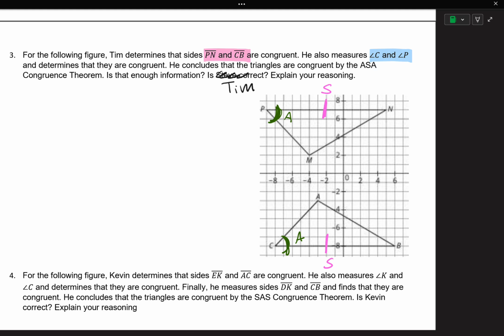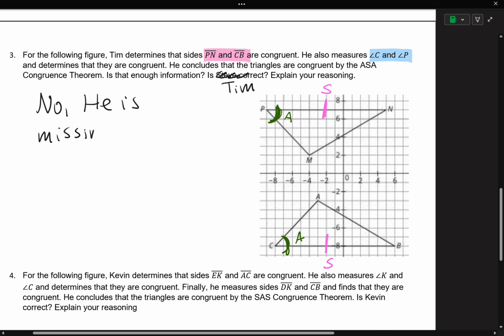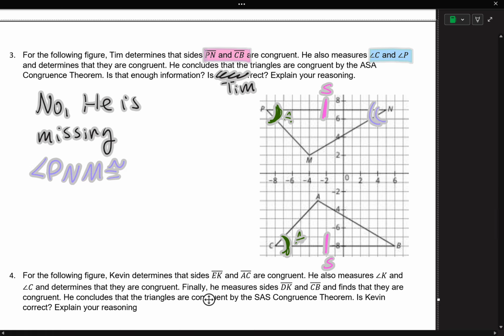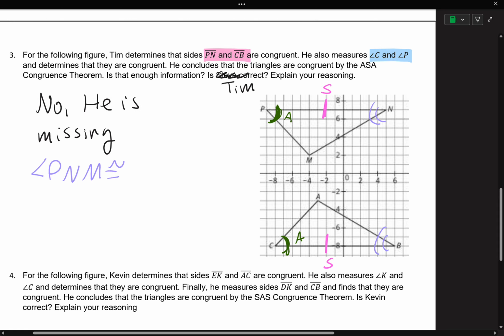Well, let's check it out. Does he have an angle, a side, and an angle? No. He is missing that angle, angle PNM is congruent to angle ABC. So he's missing that second angle.